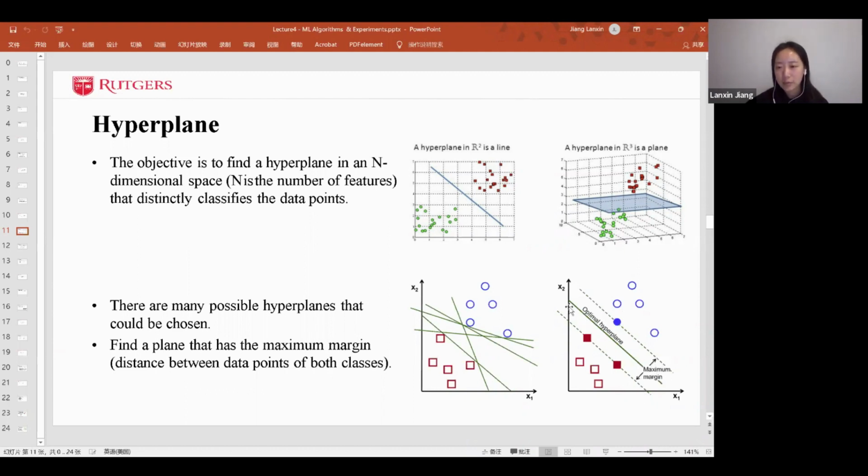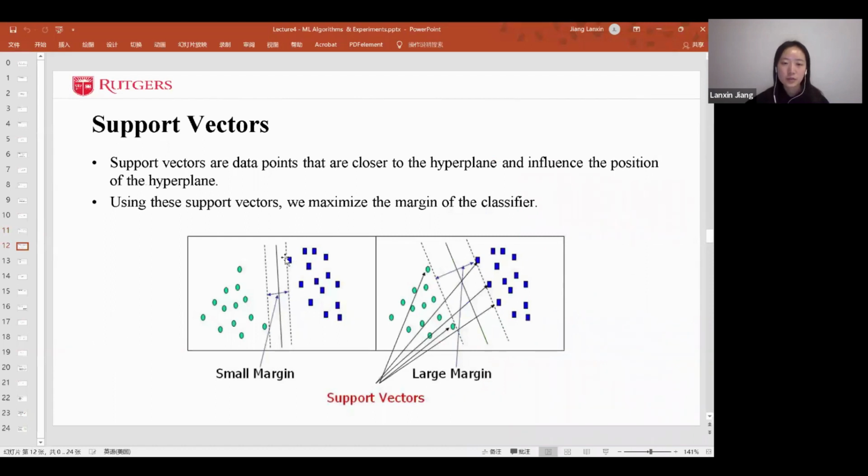And the hyperplane with the largest margin is the optimal hyperplane. And those two nearest, most close points in each class are called support vectors. So that is why this algorithm is called support vector machine, because the support vectors are very important because they decide the optimal hyperplane. And the optimal hyperplane is actually the decision boundary, which is used to make the classification.